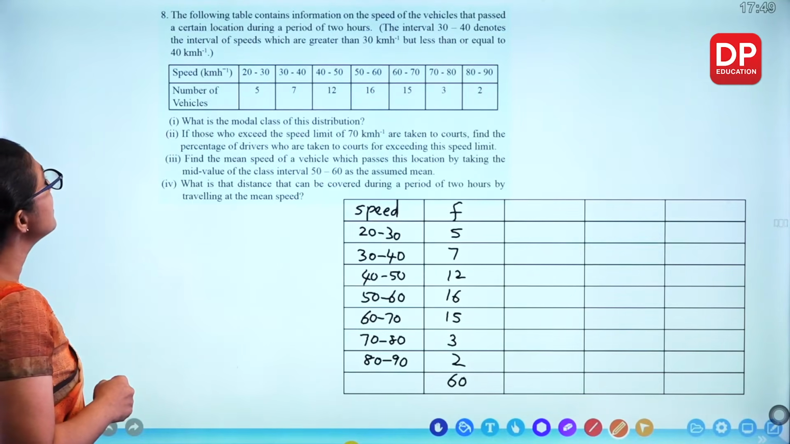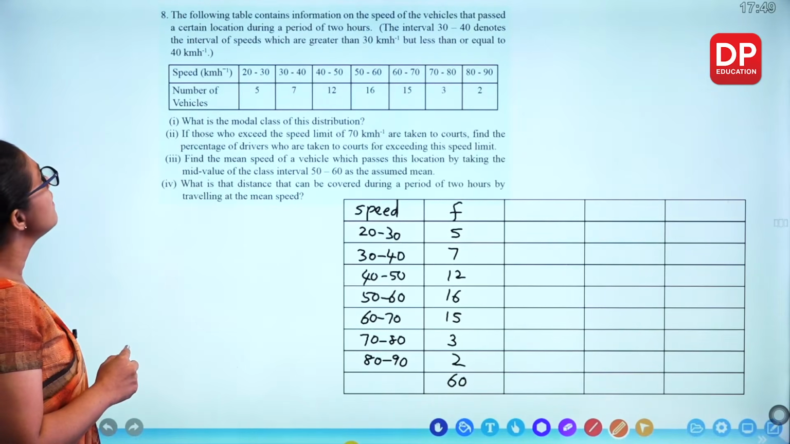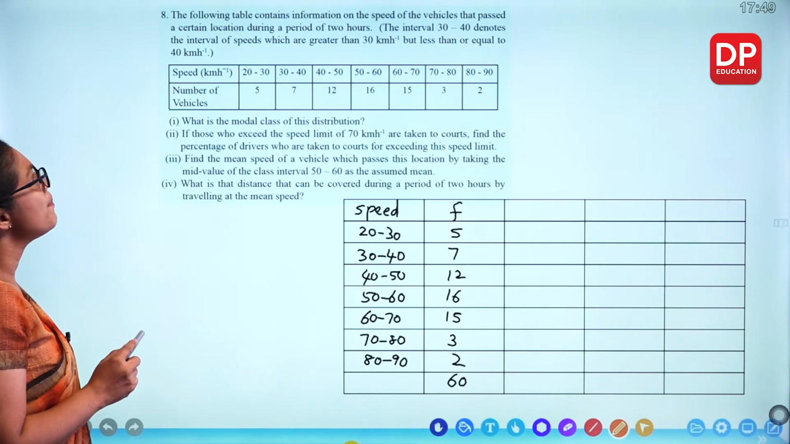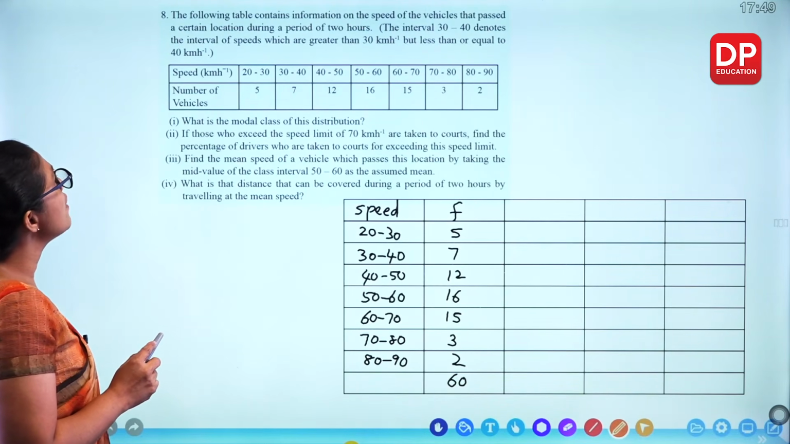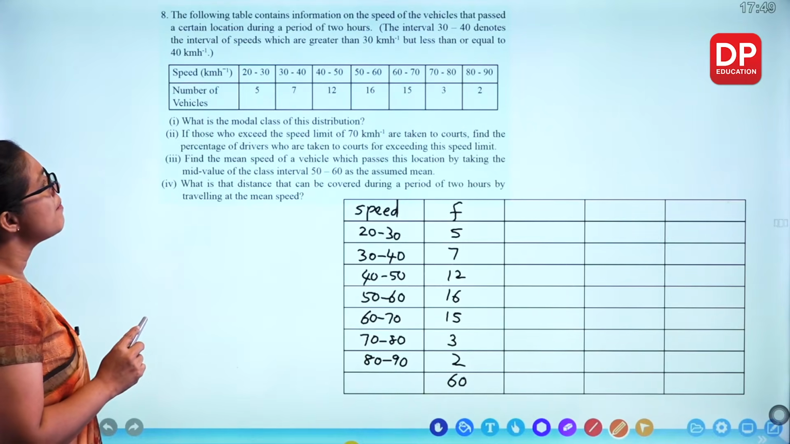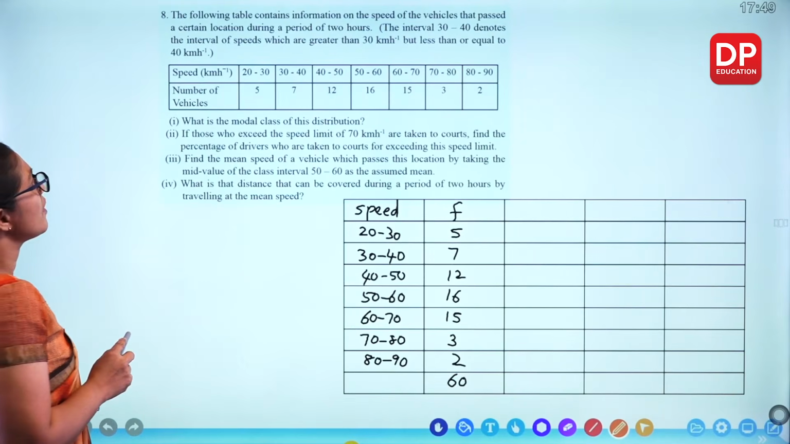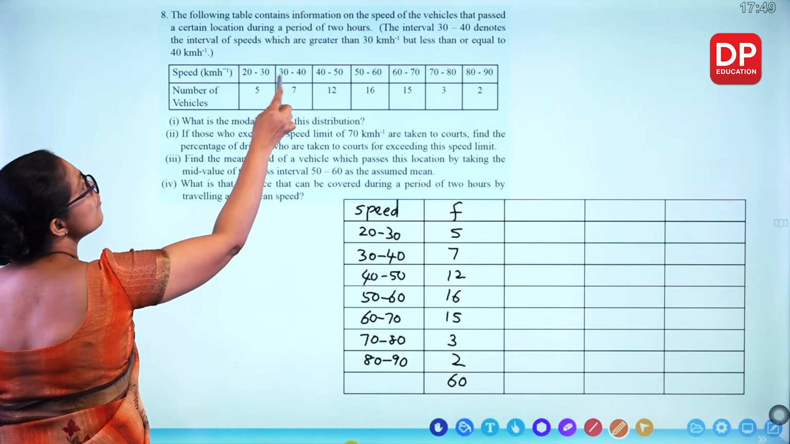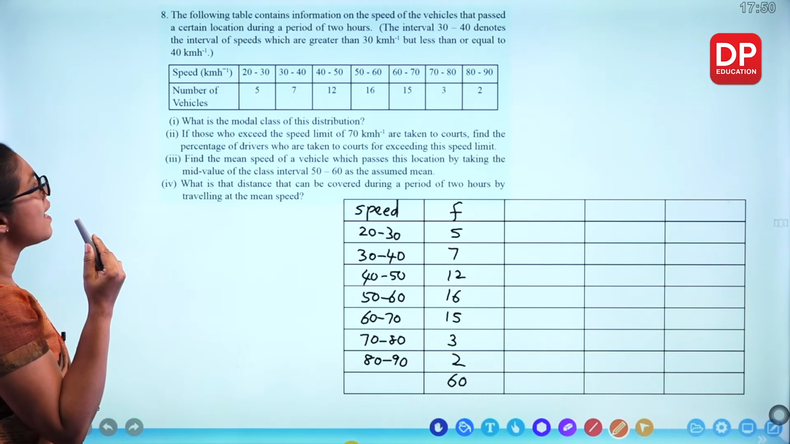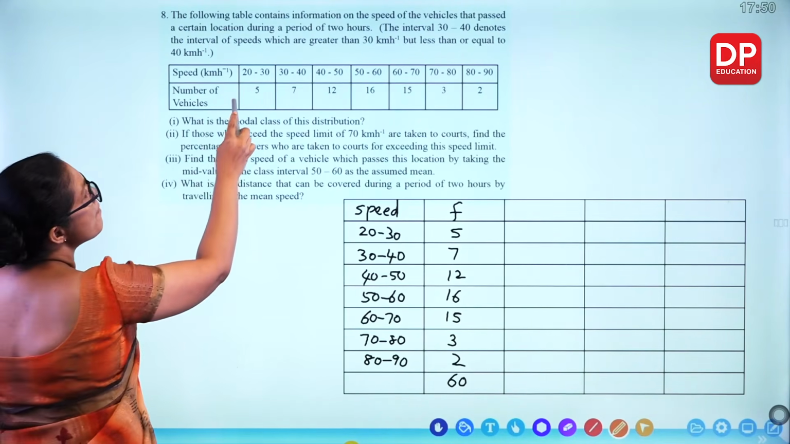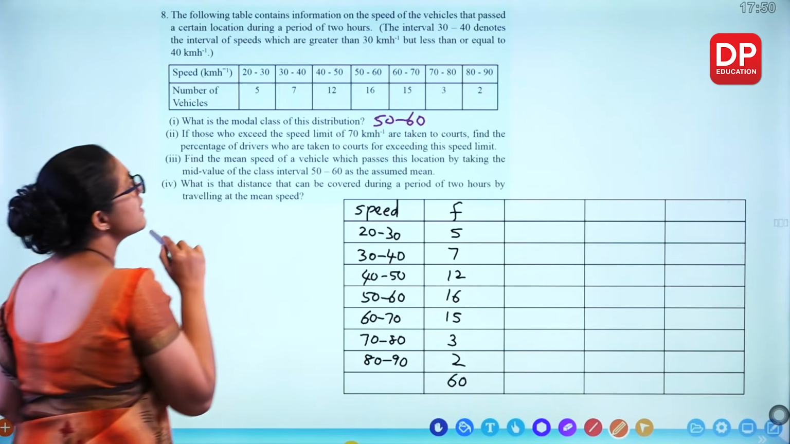Question number 8. The following table contains information on speed of the vehicles that passed a certain location during a period of 2 hours. The interval 30 to 40 denotes the interval of speeds which are greater than 30 but less than or equal to 40. So that this means less than or equal to 40, and 40 includes in the other interval. What is the modal class of this distribution? Look at this one. So 50 to 60 is the model class.